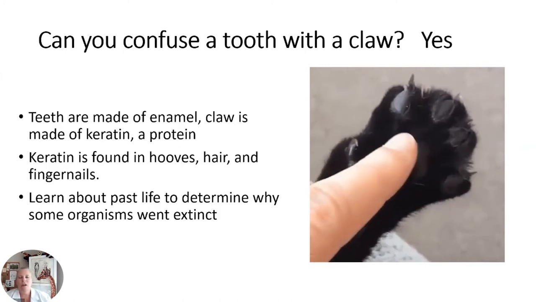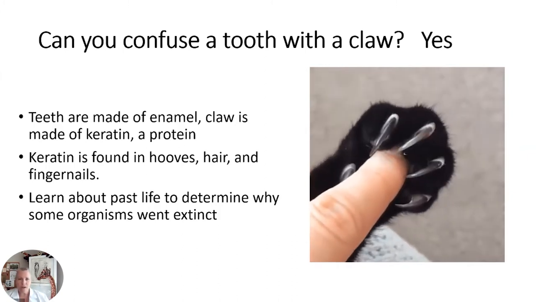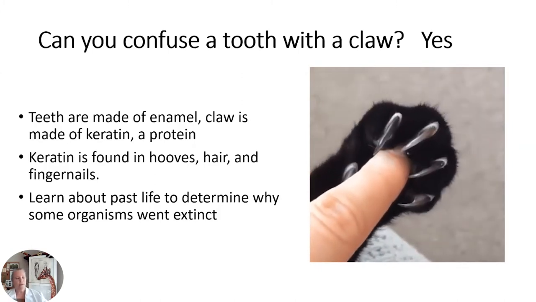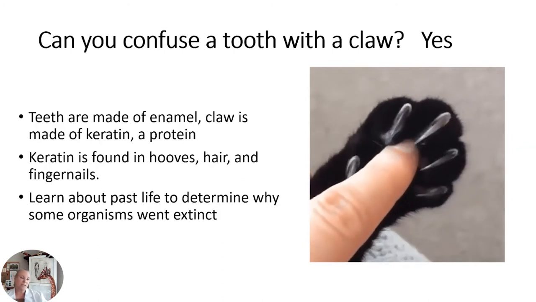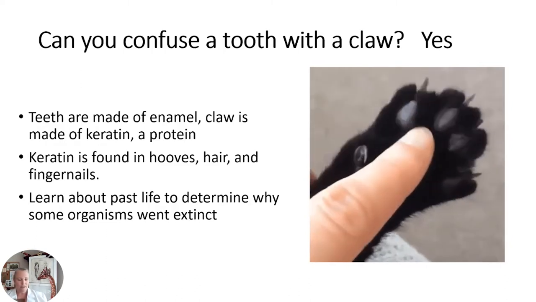And did you even know that a cow's hooves or a horse's hooves are also made of keratin? It's a kind of protein. But we can look at past lives to determine how some animals became extinct just by looking at things like these claws and the teeth.